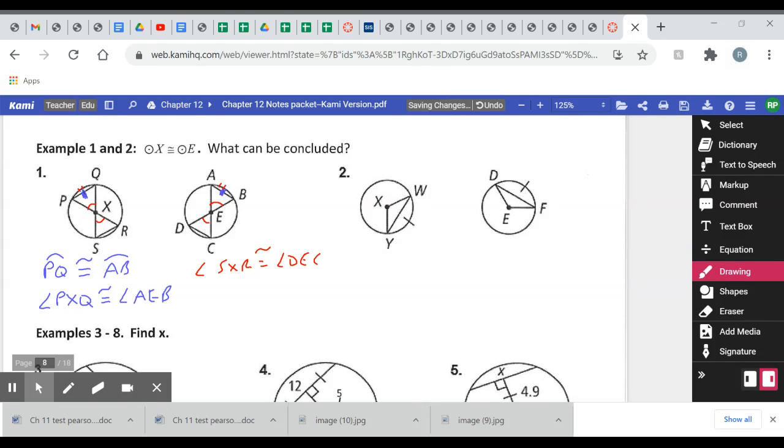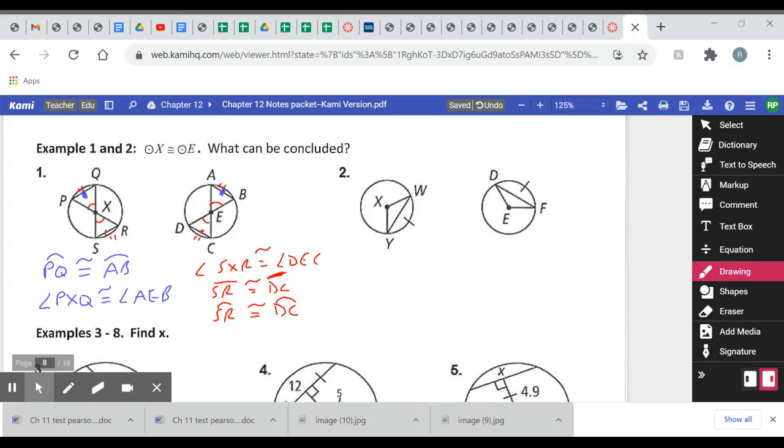Okay, from that, I could go ahead and talk about those two segments right there. I could say SR is congruent to DC. And I could also get into these arcs, this arc and this arc. I could say arc SR is congruent to arc DC. Okay, so it's really a lot I can say there.